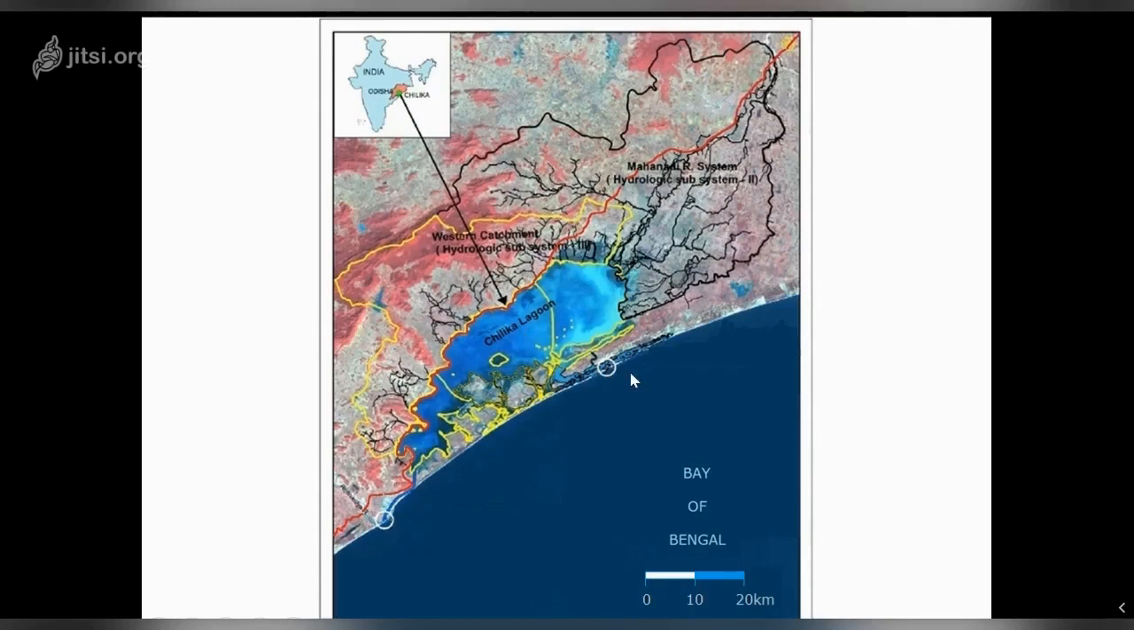And because of this saline water, the biodiversity in the lake has been very rich. And sometimes, due to sluggish flow of water from these rivers, there is almost no flow of water. So Chilka Lake developed.